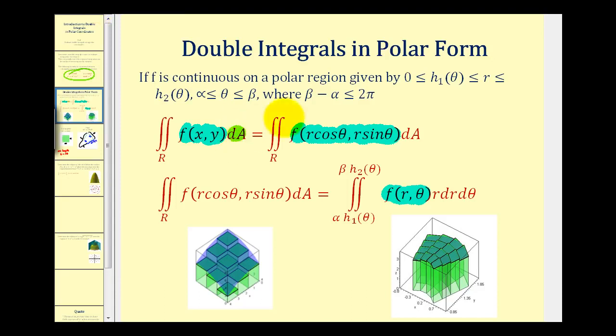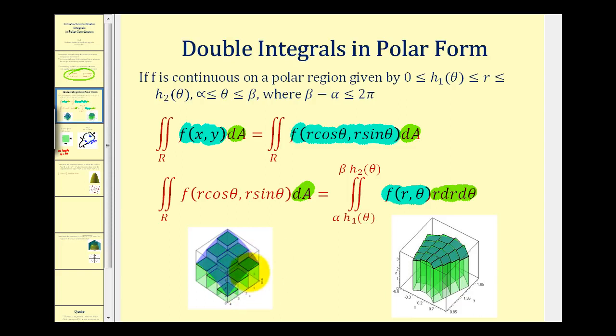There's one more very important thing to notice. Differential A is replaced with r dr d theta. So there's an extra factor of r in the integrand when we convert from rectangular to polar form. We'll take a look at why that is in just a minute. Let's take a look at these two graphs below.